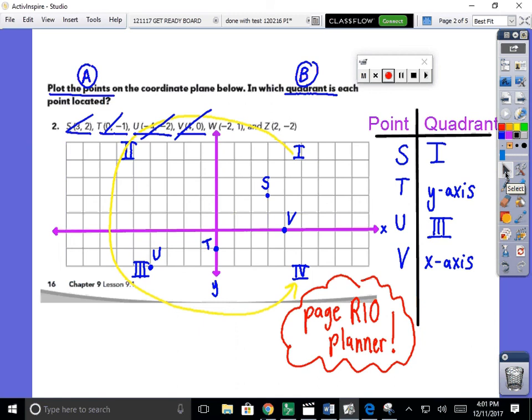We'll stop here with number 2 on lesson 9.1, and we'll let you give it a try. Notice there are 2 more points for you to graph and also to record in your point and quadrant chart next door.